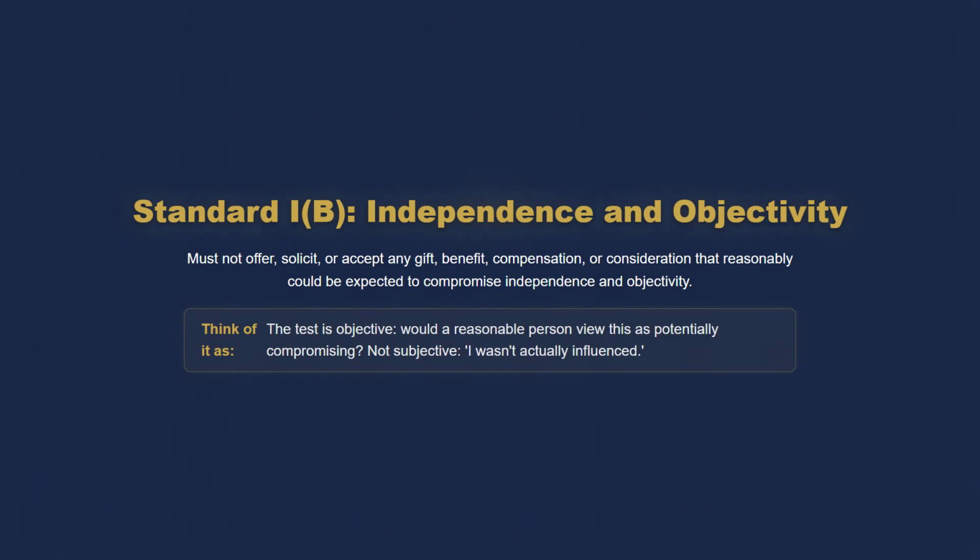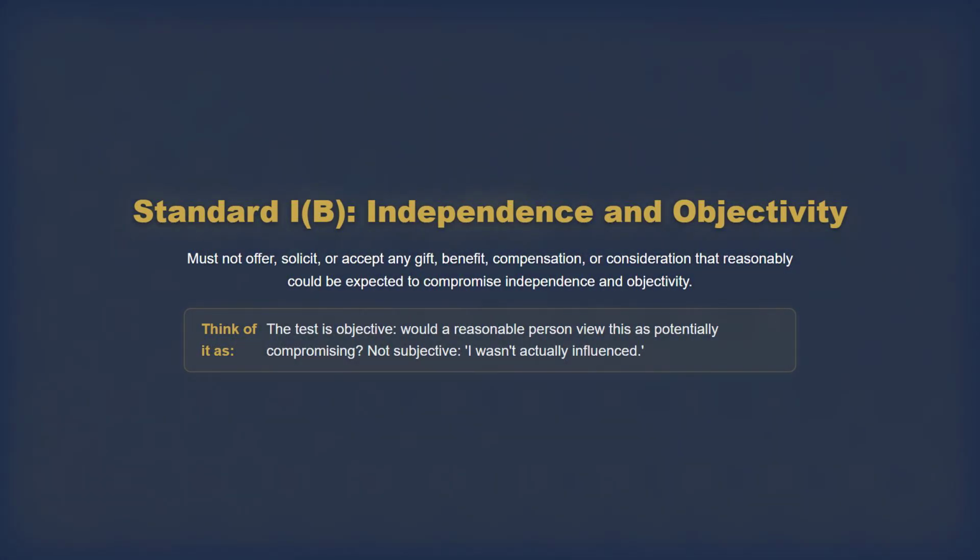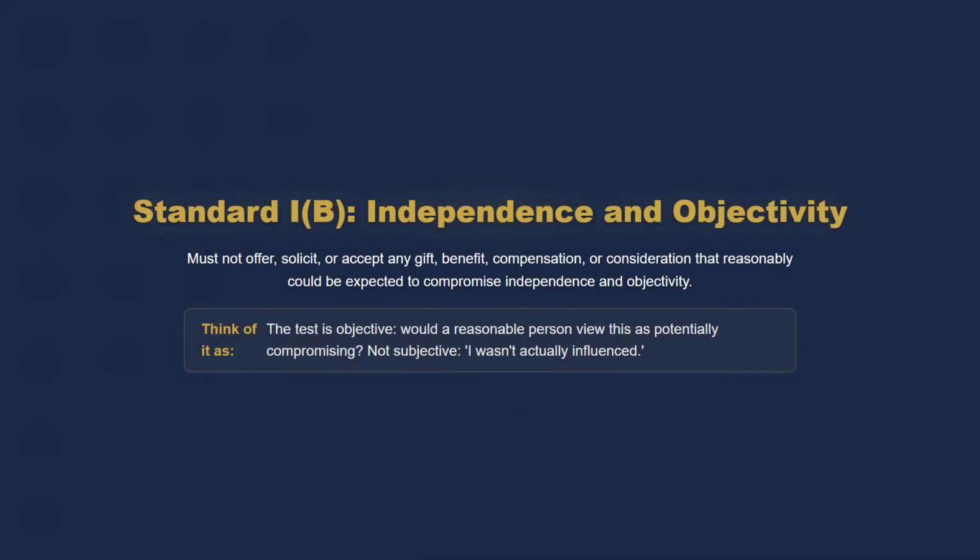3 words carry the entire weight of this standard. Any: there is no categorical exemption. Reasonably could be expected: the test is objective, not whether you were actually influenced. And another's: you cannot help compromise someone else's independence either.